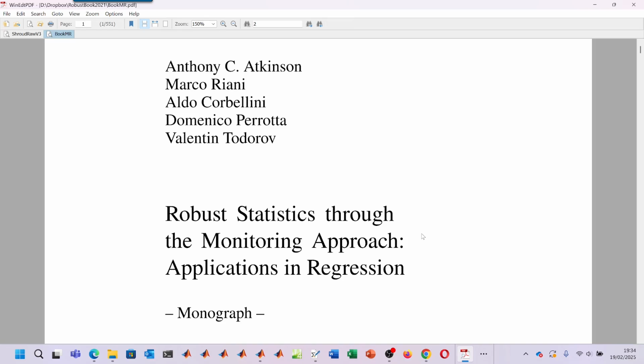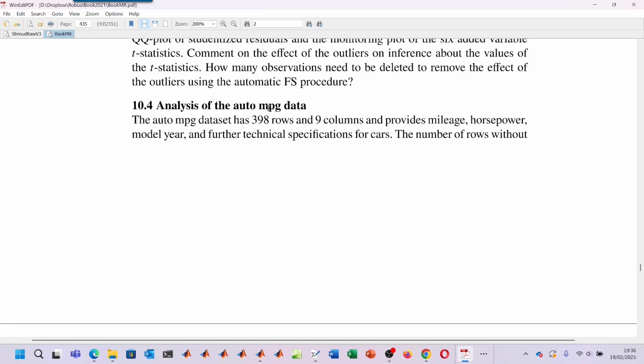In this video, it is our intention to give an analysis of some data on the miles per gallon of a variety of cars. These data belong to exercise 10.4. We give a reference to the internet where the data can be found.